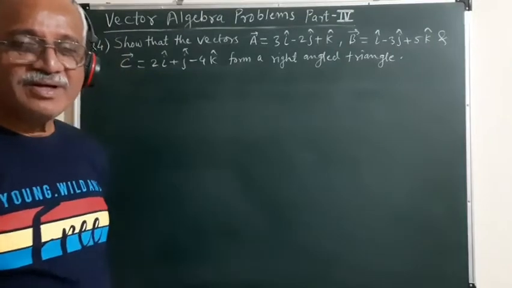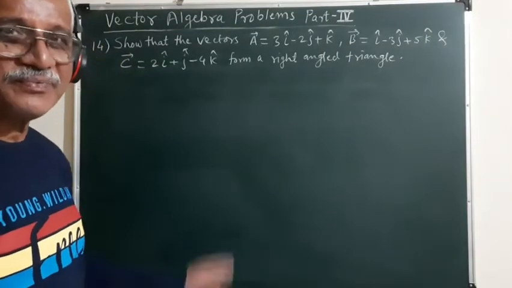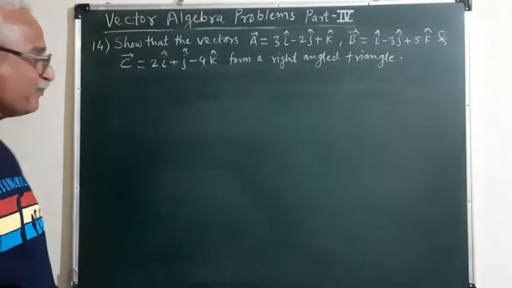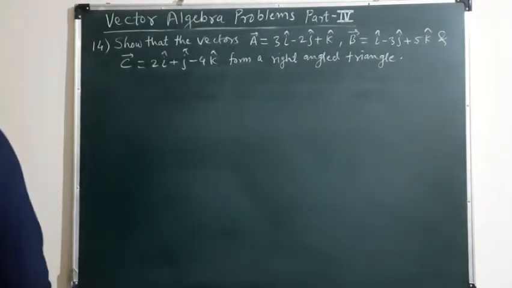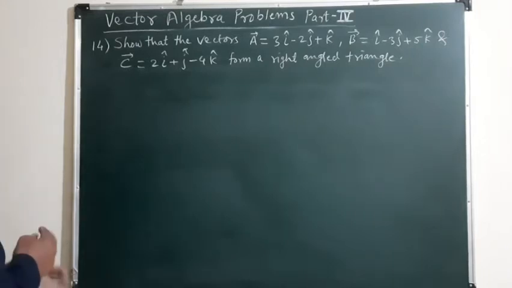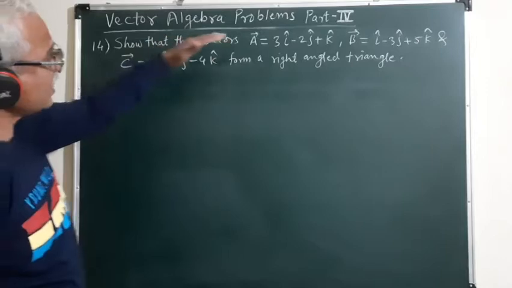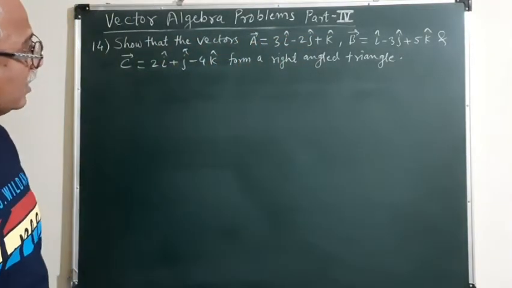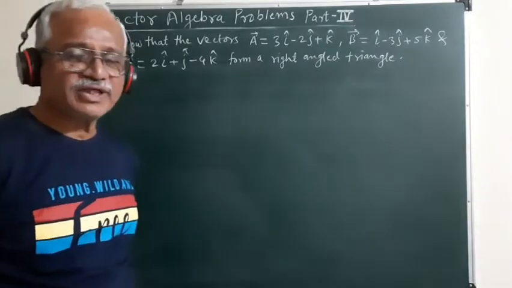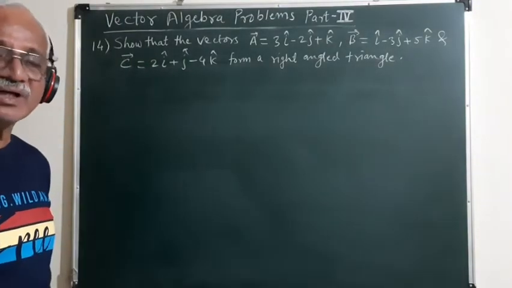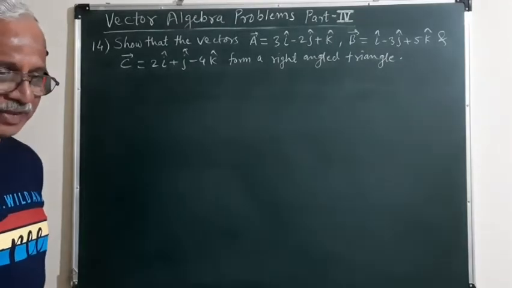Okay, so in the next video we'll continue the problems on vector algebra. In the fourth part we'll see the next problem. So here we are given that the vectors a bar, b bar and c bar are expressed like this, and here you are asked to show that these three vectors form a right angled triangle.